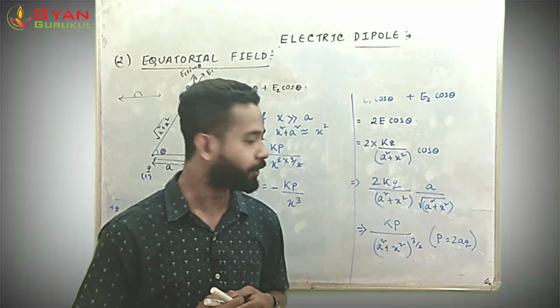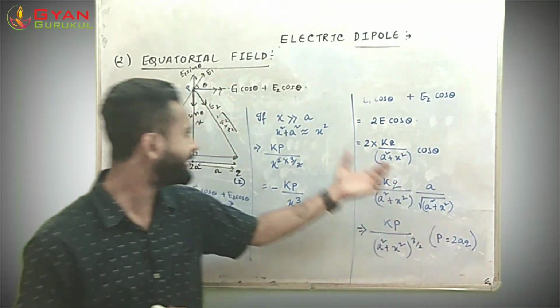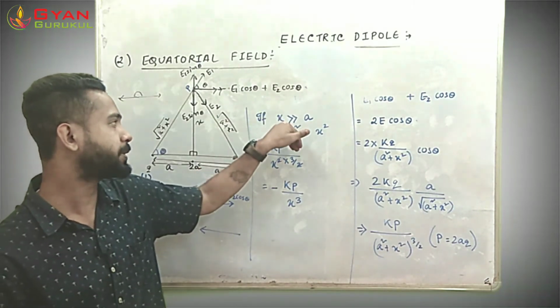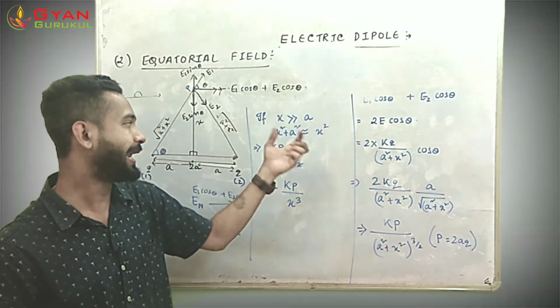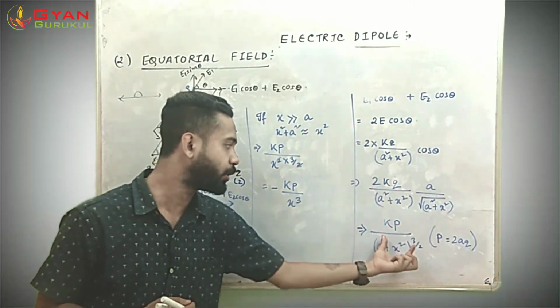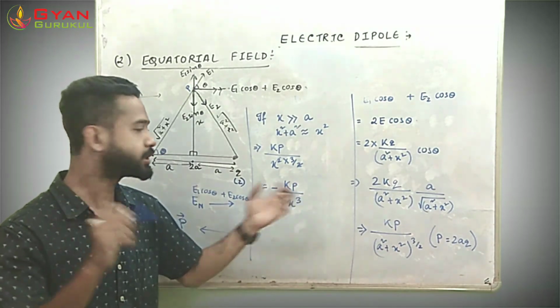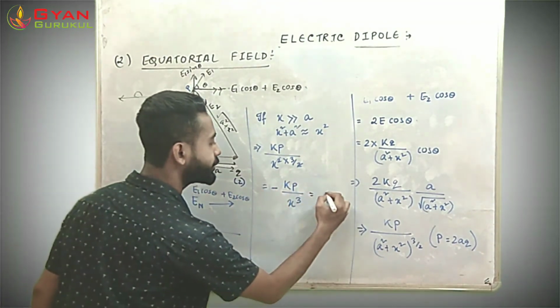So solving the formula further, we have kp by a square plus x square whole to the power 3 by 2. If I take an assumption for x to be much larger than a, then x square plus a square can be nearly considered to be x square. Hence, the formula would reduce to kp by x cube. Now, this is the formula for E equatorial.